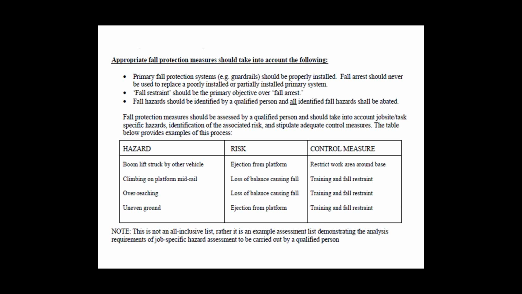Lower down on the tip sheet, we have a couple of hazards and the risks associated with them. Climbing on the platform or mid-rail is one of the hazards, because we didn't select the appropriate machine from the beginning. We have a potential risk of loss of balance, and the control measure would be to effectively train the operator and use fall restraint to keep them in the machine. Again, this is not an exhaustive list. For a more comprehensive document on appropriate fall protection selection, I'll show the document at the end as the best practices for fall protection selection.